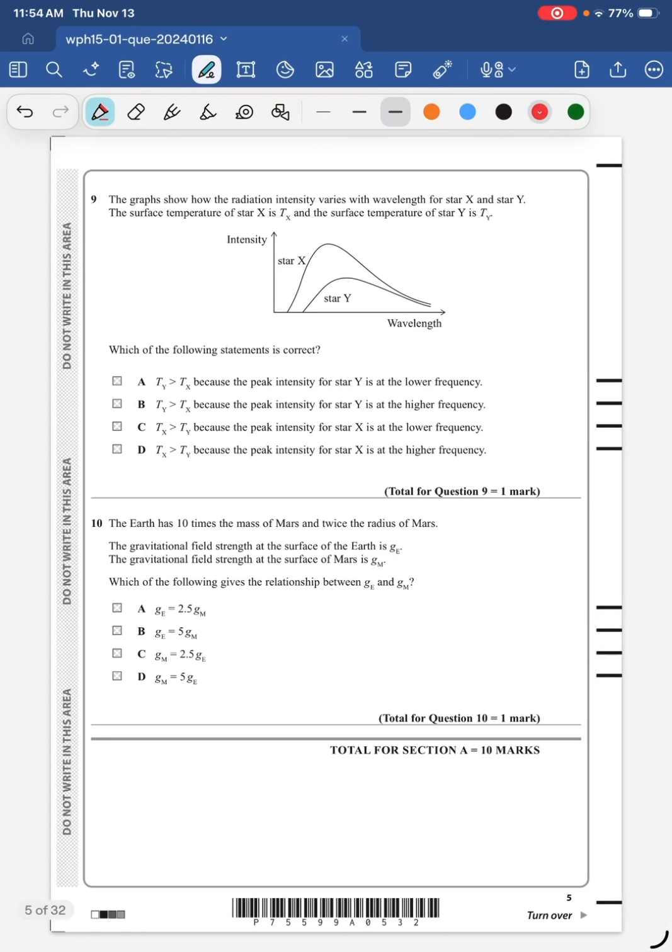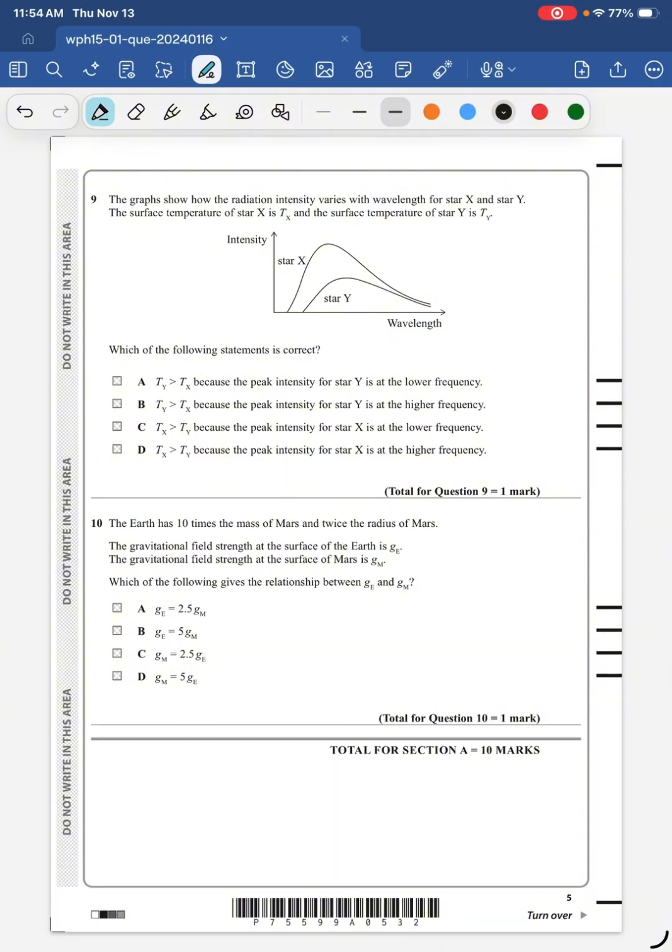Now, question 9. The graphs show how the radiation intensity varies with wavelength for star X and star Y. The surface temperature of star X is Tx and the surface temperature of star Y is Ty. Which of the following statements is correct? Ty larger than Tx because the peak intensity for star Y is at the lower frequency.